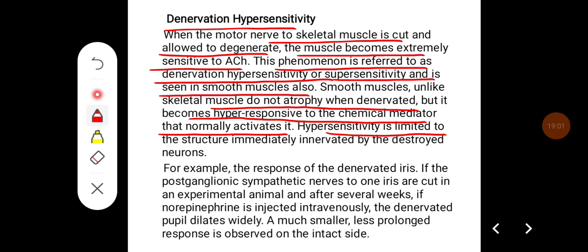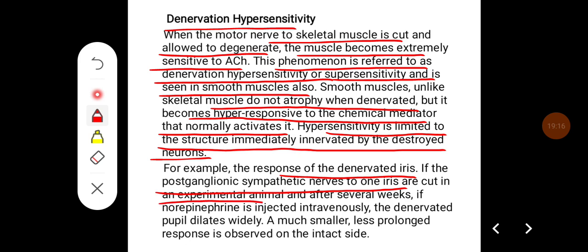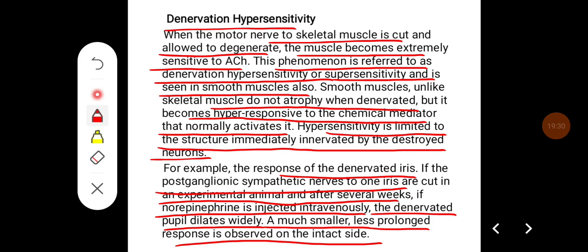Hypersensitivity is limited to the structure immediately innervated by the destroyed neurons. For example, the response of the denervated iris. If the postganglionic sympathetic fibers to one iris are cut in an experimental animal, and after several weeks norepinephrine is injected intravenously, the denervated pupil dilates widely, as a much smaller, less prolonged response is observed on the intact side.